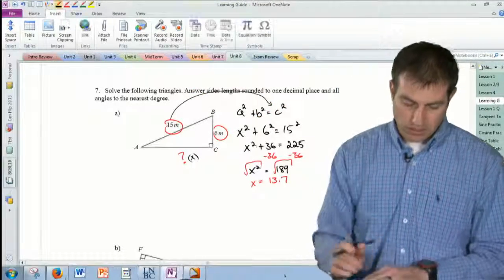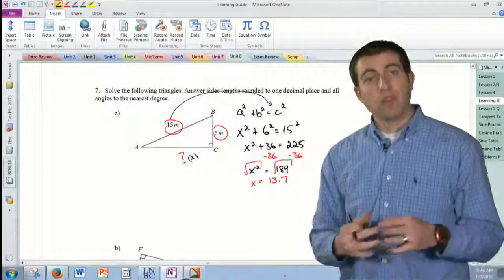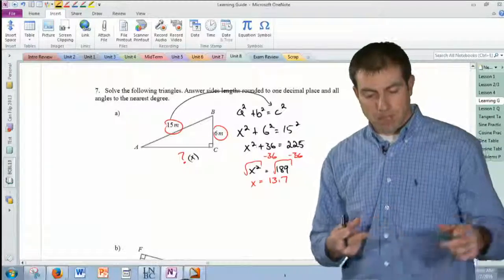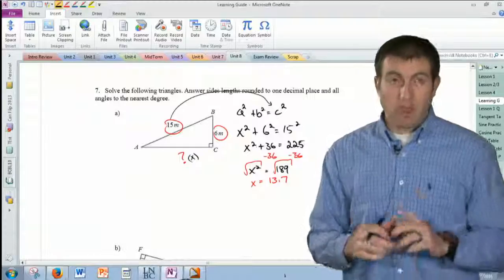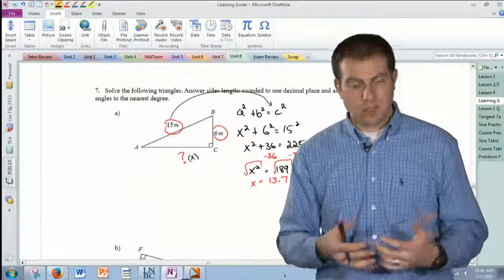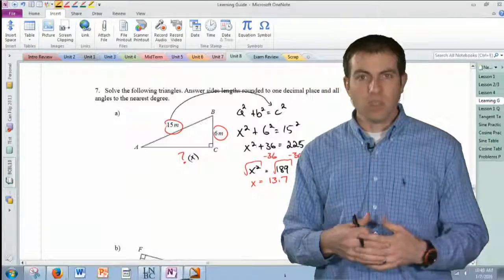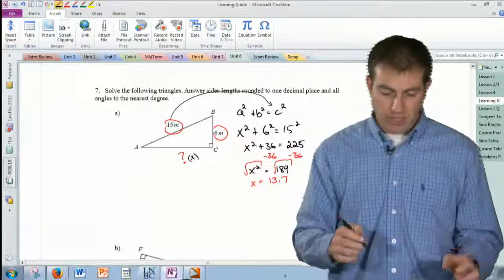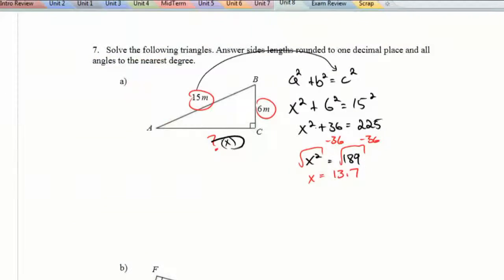Back to the question at hand here, number 7. We found the missing side. Now we can find the angles. The key to this type of question is use the information you're given. I just calculated this bottom side to be 13.7, but that could be wrong. I could have made a mistake somewhere. I could have rounded incorrectly.